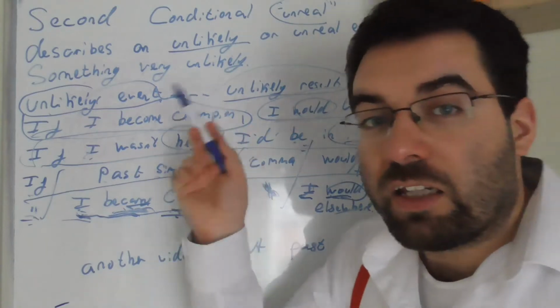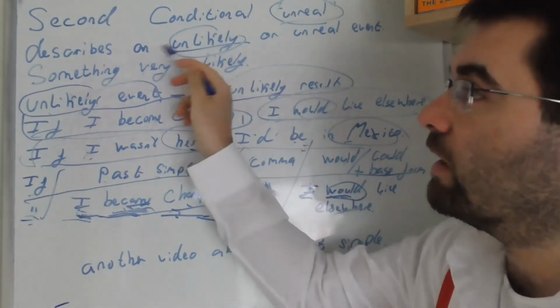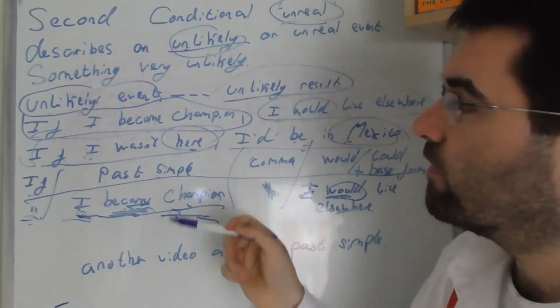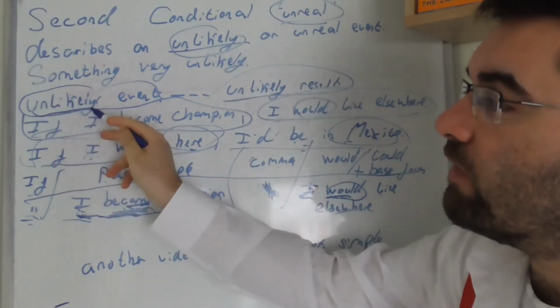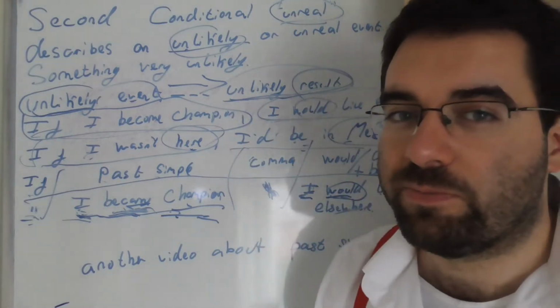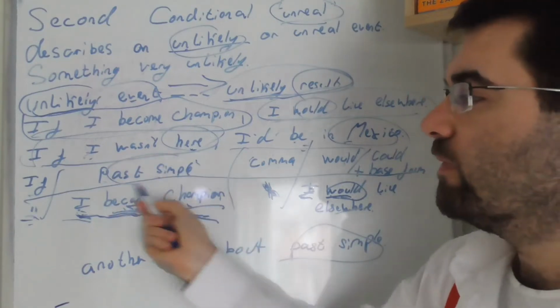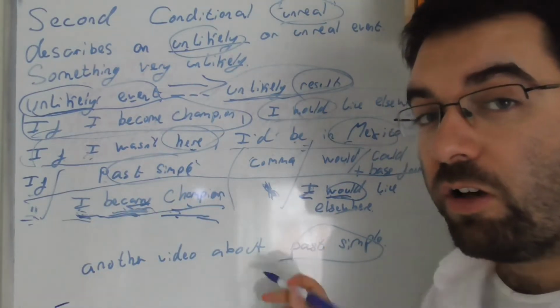So that's interesting. Second conditional, unreal events, unlikely. Unlikely actions, unlikely results. An unlikely event leads to an unlikely result. Cool. However, if you want to keep learning about the past simple, I did another video on the past simple.